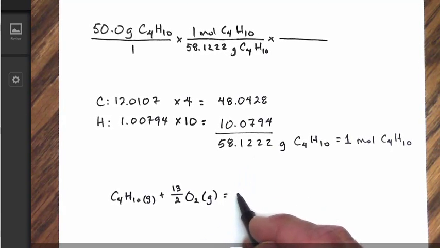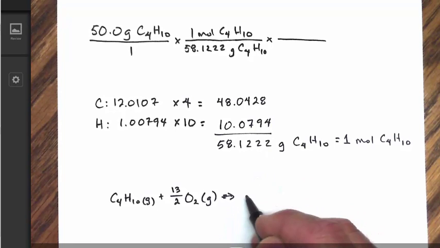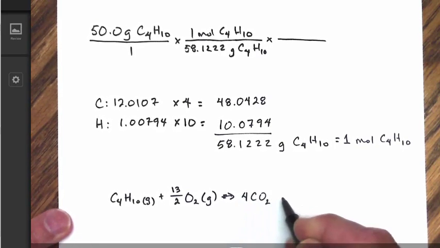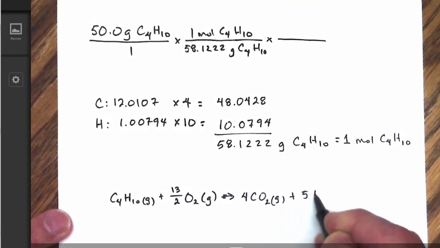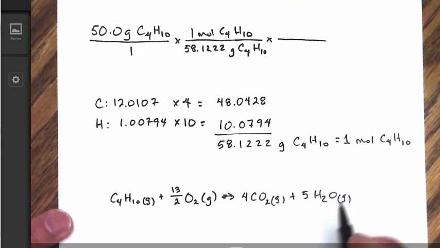All other chemical equations have to have whole number coefficients. So instead of equals, we need an arrow here. 4 carbon dioxide molecules and 5 water molecules.